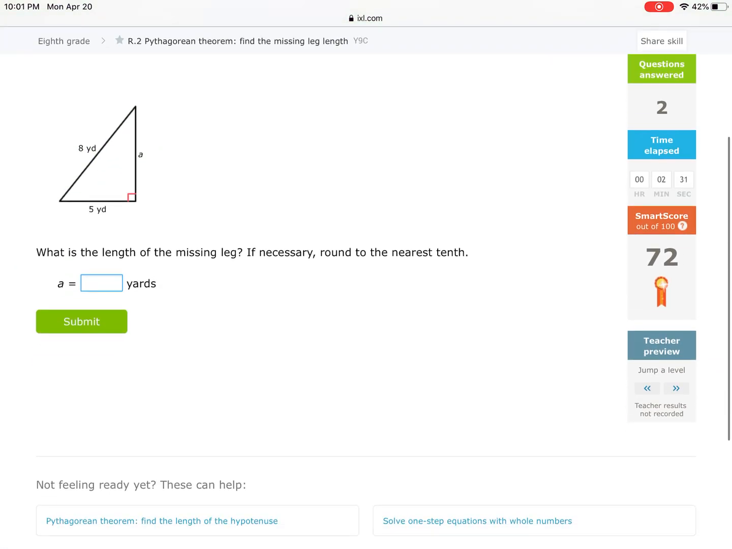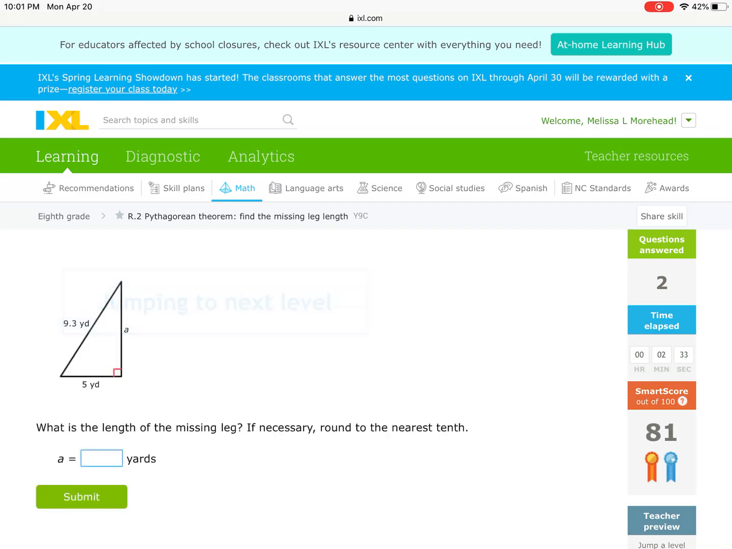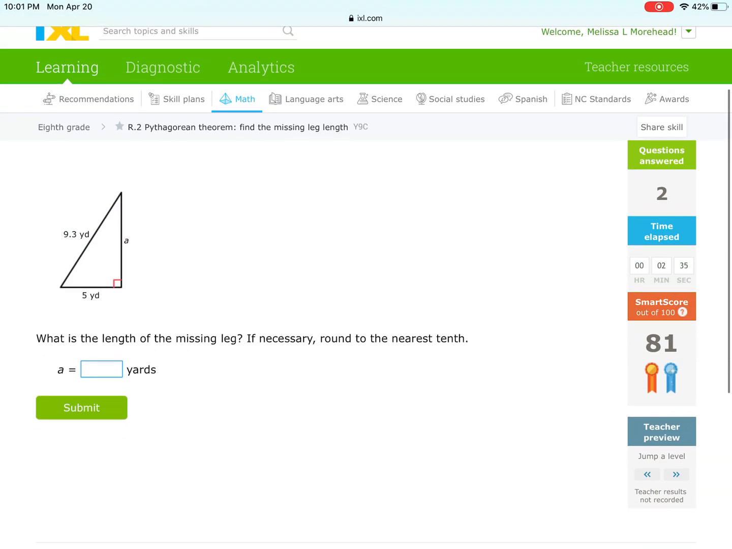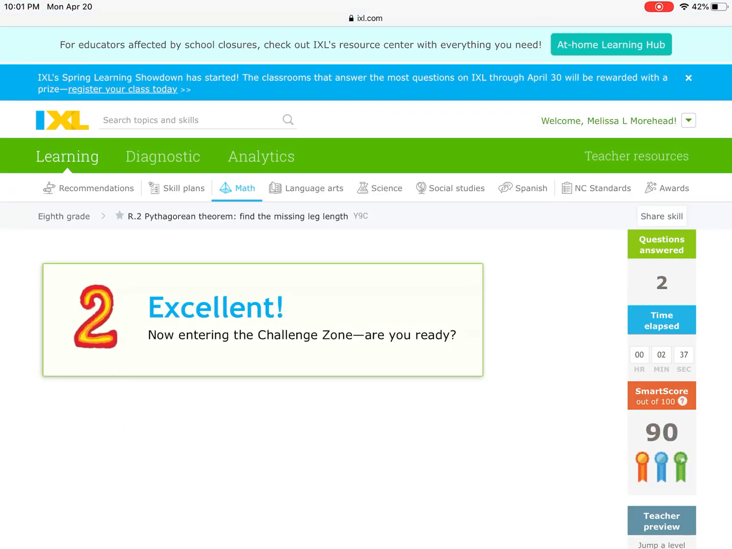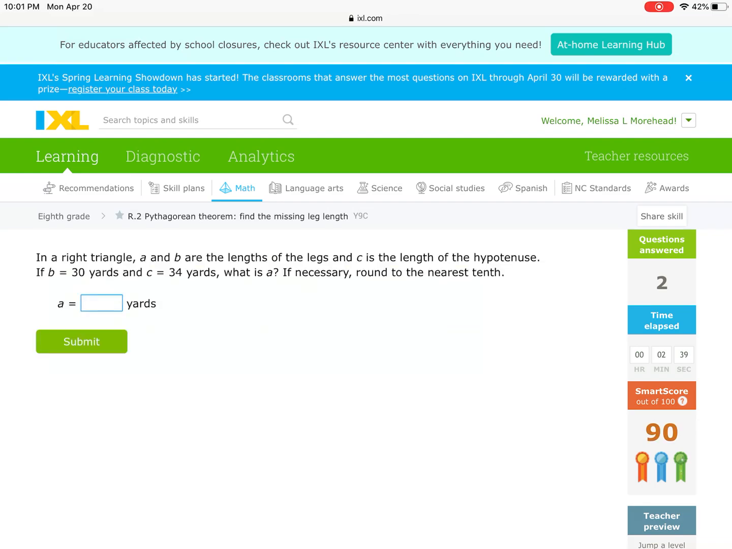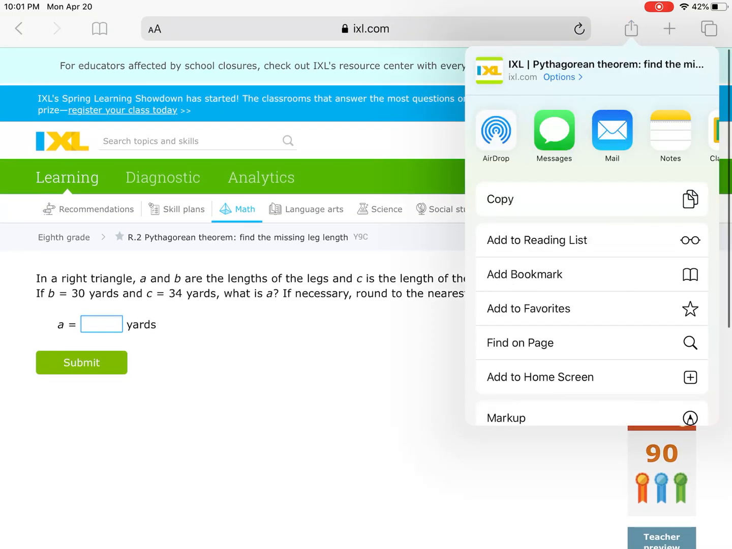All right, let me get some that have decimals in both our leg and our C. All right, so here you're going to plug in the numbers.